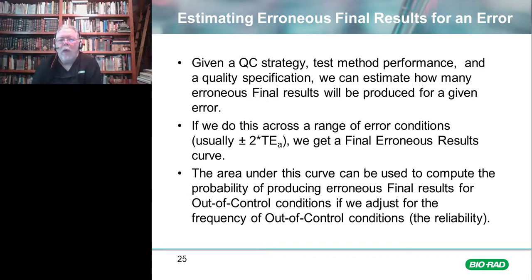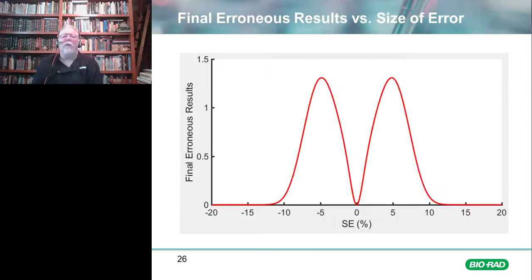Well, because we've already talked about the number of erroneous results that you're going to get depends on the size of the error condition. So what we do is we go across a large range of error conditions and compute what these final erroneous results look like. When we do that, you end up with a graph that looks something like this. So as the error condition starts to increase, so do our number of erroneous results that we're producing. But now what we're looking at here are final erroneous results.